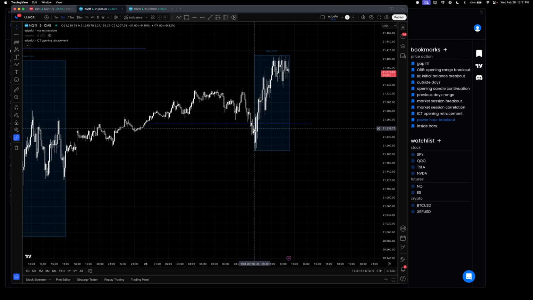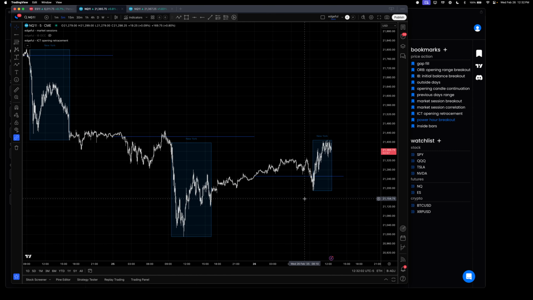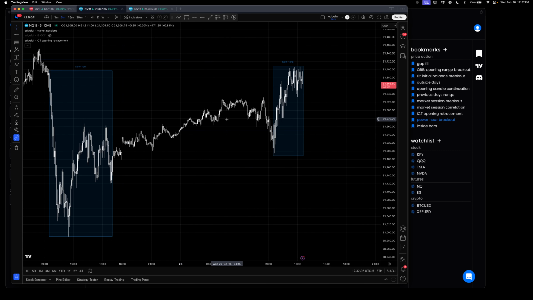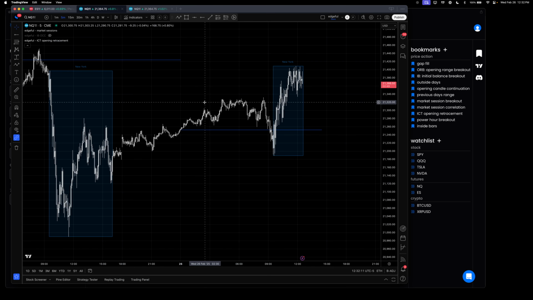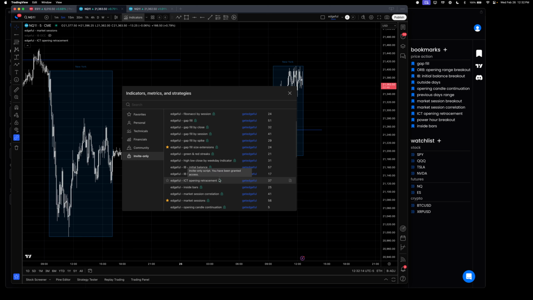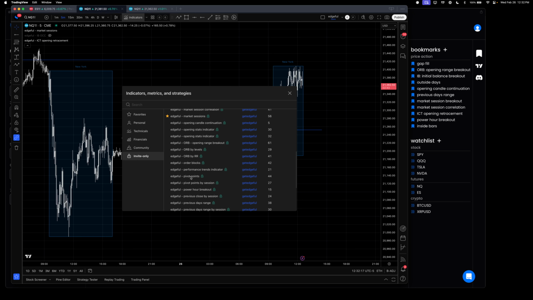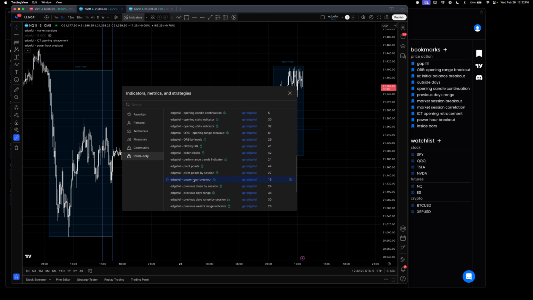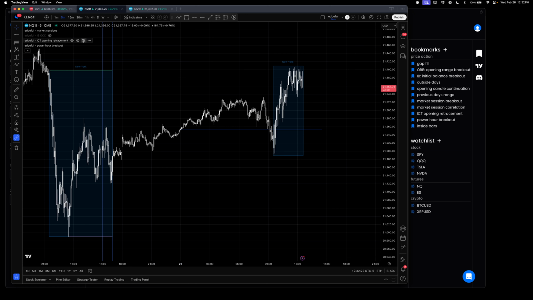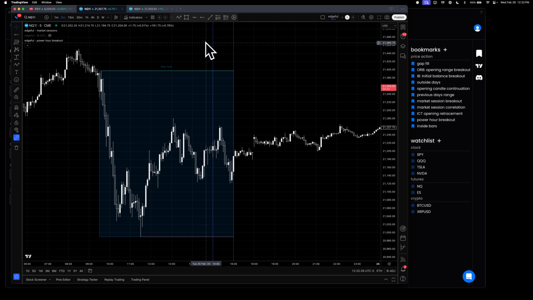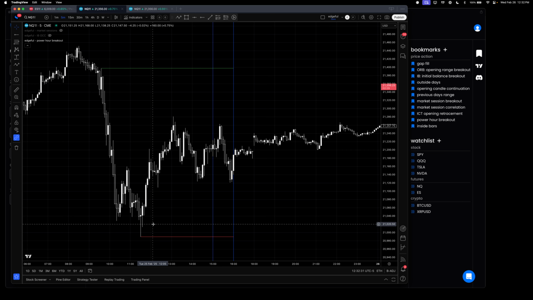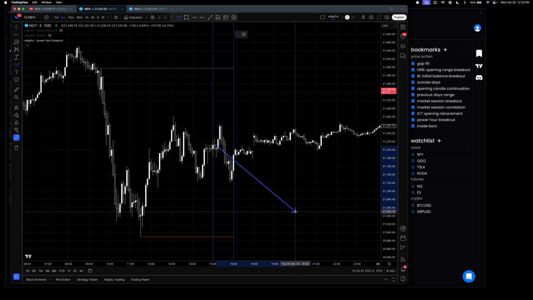And you can see right here, price opened below the midnight opening price and retraced back to touch that. This indicator will automatically plot for you all of the midnight opening prices. The power hour breakout, we have an indicator for this as well. What this measures is how often a new high of day or a new low of day is made during power hour. You can see right over here, the indicator will plot out the high of day and the low of day. And you can see right here, price did not make a new high or a new low of day in this session.